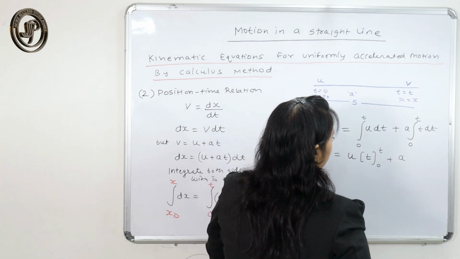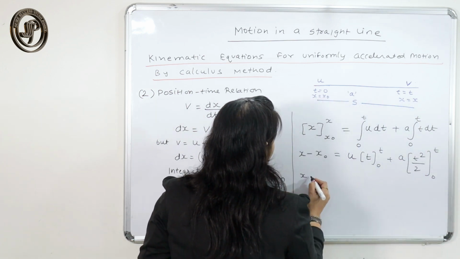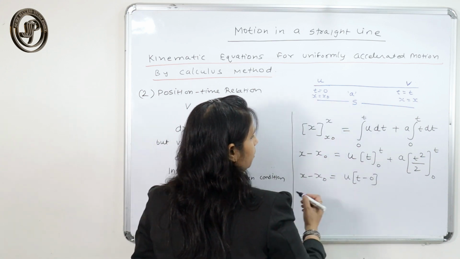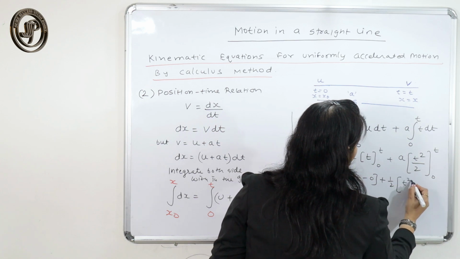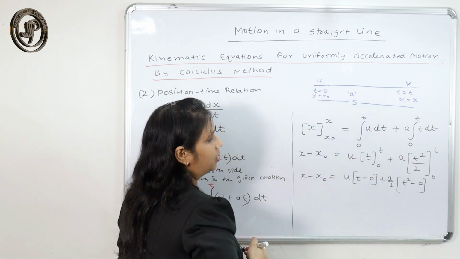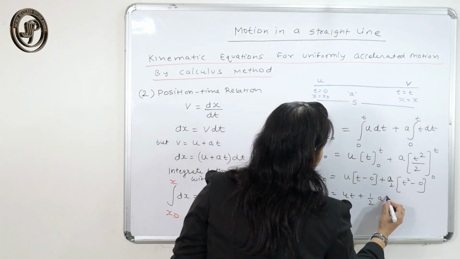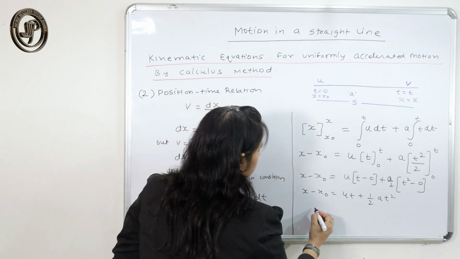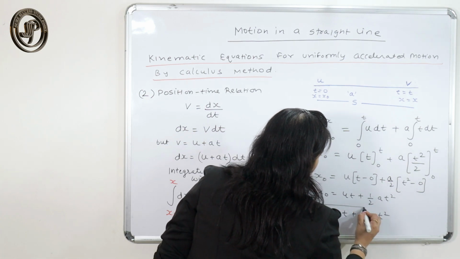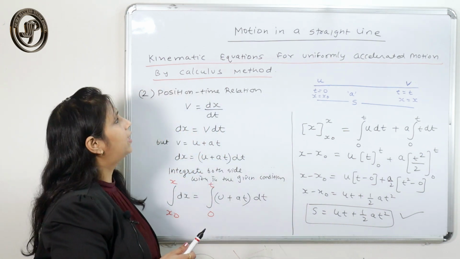So, simply here it becomes t raised to power 2 by 2, from 0 to t. So, x minus x naught is equal to u times t, if you apply upper limit minus lower limit, and half a t squared here. Because my lower limit is 0, I can directly put 0 there. So, you will get ut plus half at square, and x minus x naught I can take as s. So, s is equal to ut plus half at square. So, this is my second equation that I have derived by the calculus method.